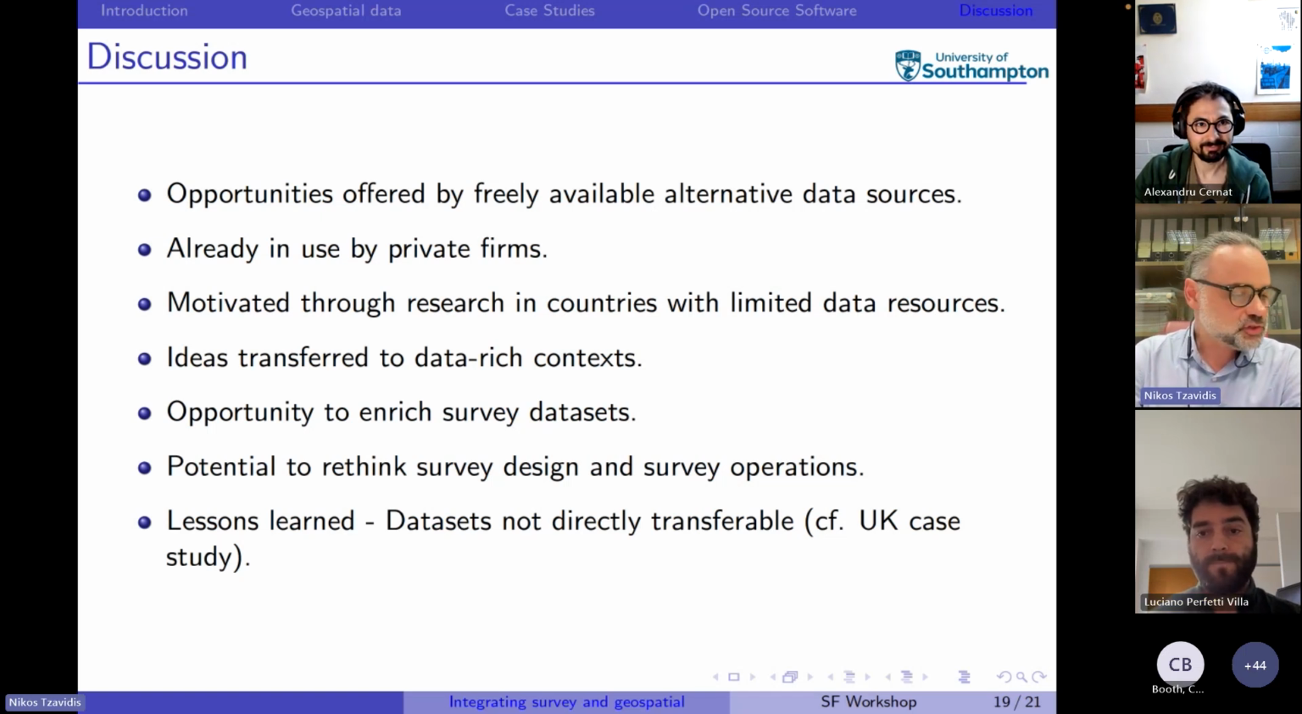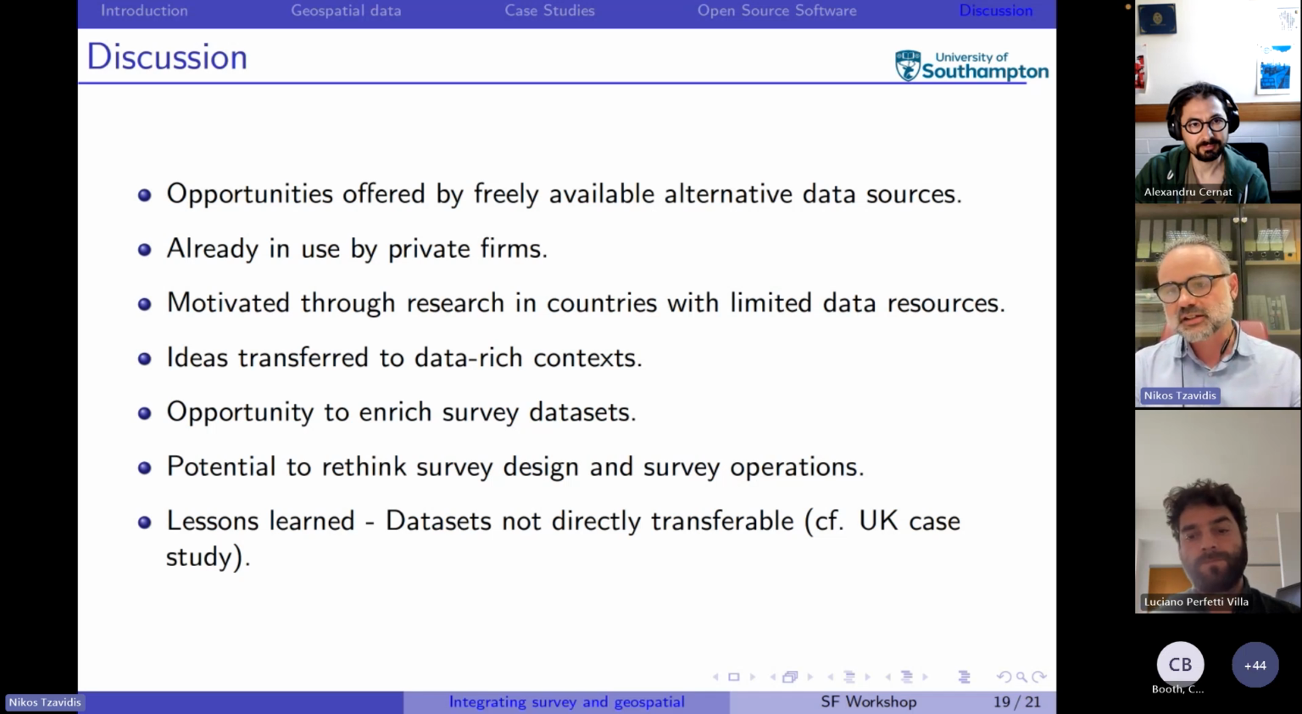The only interesting thing to think about from our presentation is that it's an interesting application where the use of these datasets is motivated by the fact that we lack data in specific countries, and how this potentially might be helpful for countries where we have rich data sources, but we want to rethink how alternative data sources that may be freely available can help us enrich our current data and also potentially make survey operations a bit more efficient. So that's something that as a community we have to think about. That's all from us. Thank you.